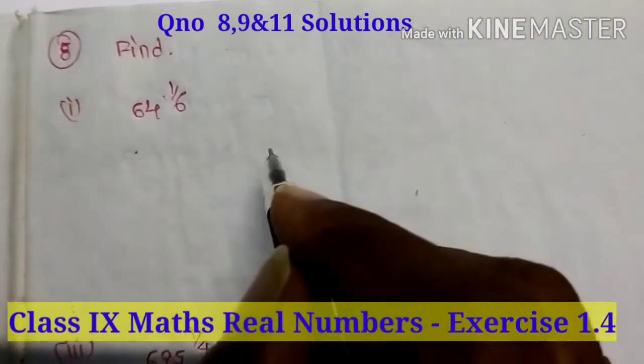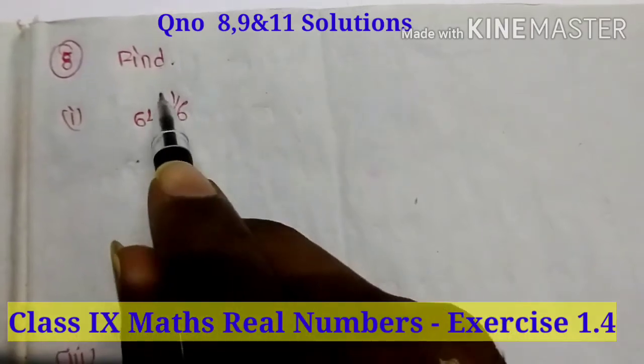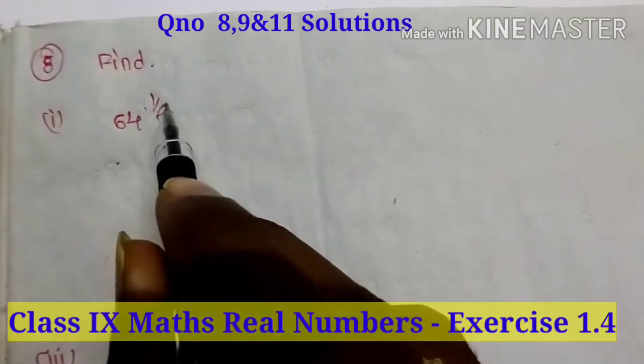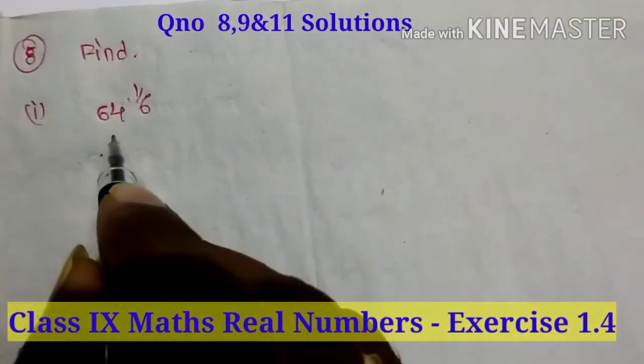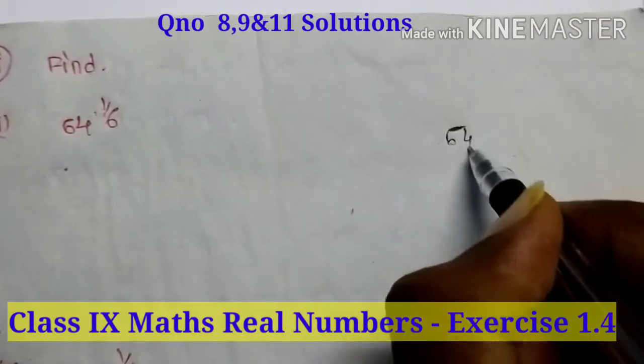In this video, we will discuss class 9th maths. Now you can see here exercise 1.4 question number 8. Find 64 whole power 1 by 6. First you can see here 64. Find the prime factorization of 64.